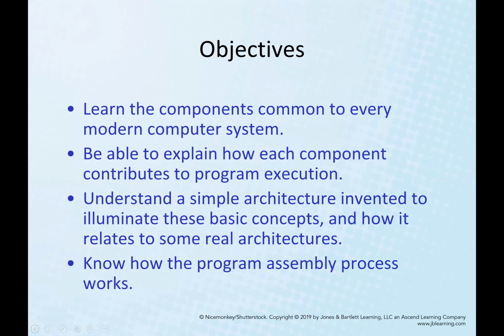The objectives of this chapter are to learn the components common to every modern computer system, be able to explain how each component contributes to program executions, understand the simple architecture invented to illuminate these basic concepts and how it relates to some real architectures, and know how the program assembly process works. The last line is also important. We want to know how an assembly language works.